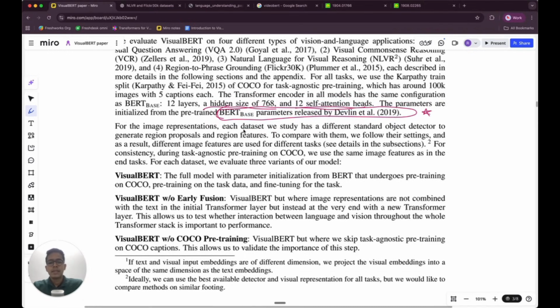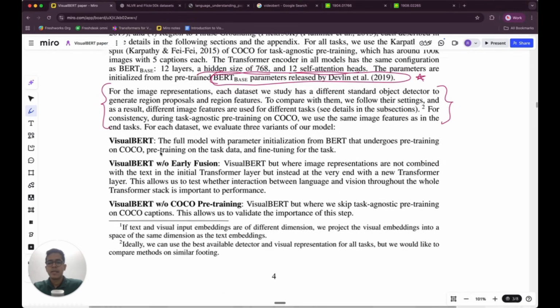For the image representations, each dataset we study has a different standard object detector to generate region proposals and region features. So it's not always necessarily Faster R-CNN, and maybe it's something else. To compare with them, we follow their settings, and as a result, different image features are used for different tasks. For consistency, during task agnostic pre-training on COCO, we use the same image features as in the end tasks. For each dataset, we evaluate 3 variants of the model. So basically, the details of this paragraph we will only get to know when we read further, because this paragraph is describing what is about to be properly explained. So we'll read ahead.